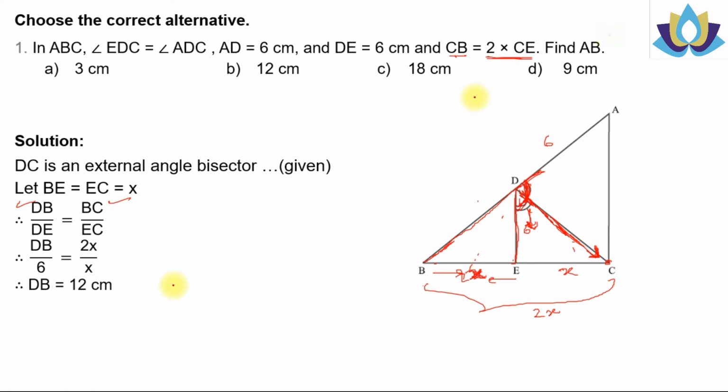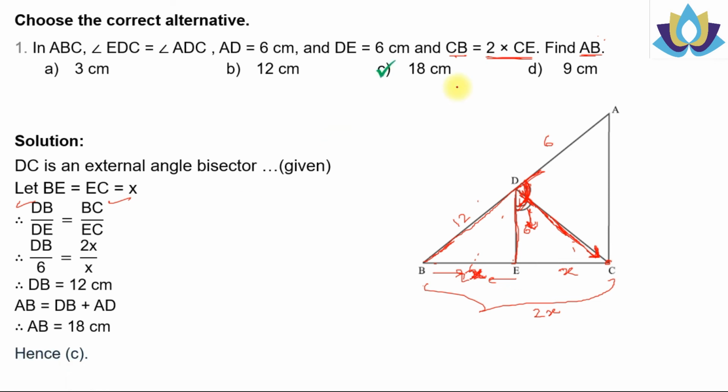Let's see what the question is asking for. Be alert about the question part. The question is asking you AB. So DB is 12 centimeter. We want this entire length AB. So that should be 12 plus 6, that is 18 centimeter. Right? So 18 centimeter, option C is your final answer.